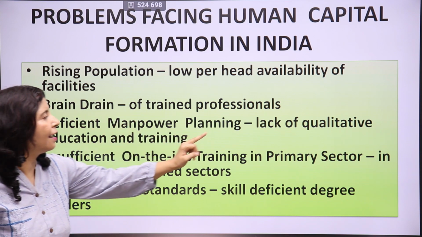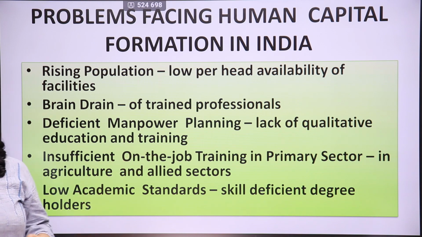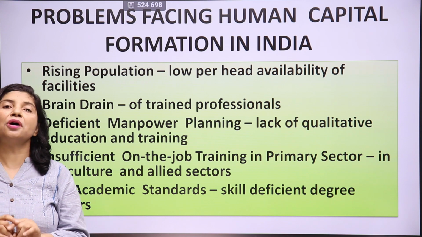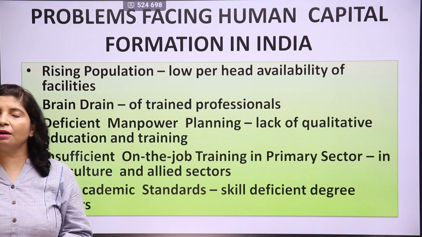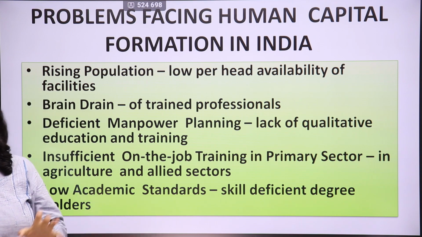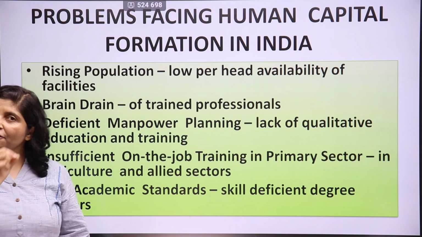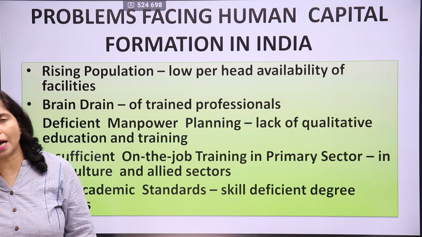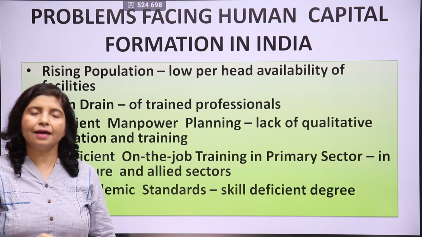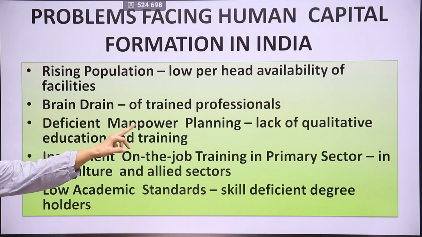Deficient manpower planning, lack of qualitative education and training. See, nowadays people are getting degrees, they are getting education also, but that education is not qualitative. People may not know the real essence of education, and in-depth education is lacking. Only degree education is going on. There are many degree holders, but if you ask them something, they may not be able to answer the questions correctly, and they may not be able to function nicely if they are required to do any job. That is your deficient manpower planning.